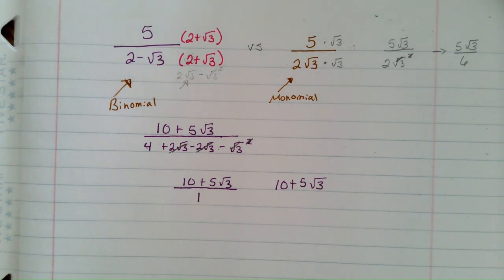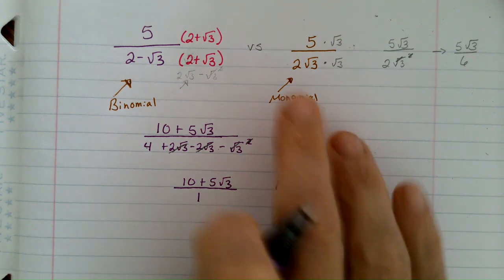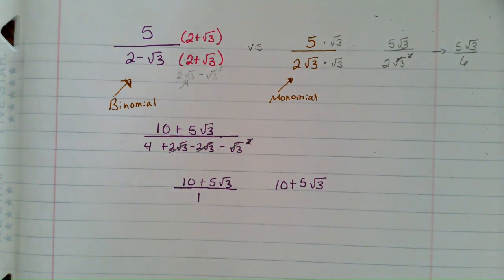So remember, when you do these and you have a binomial in the denominator, you need to multiply by a binomial to fix it. If you have a monomial in the bottom, or the denominator, you need to multiply by a monomial to fix it. Please, please, please keep that in mind.